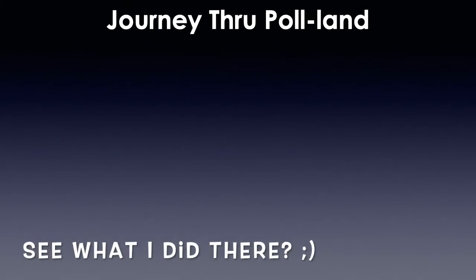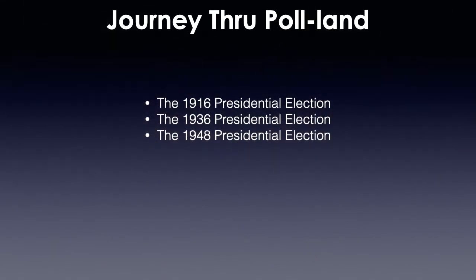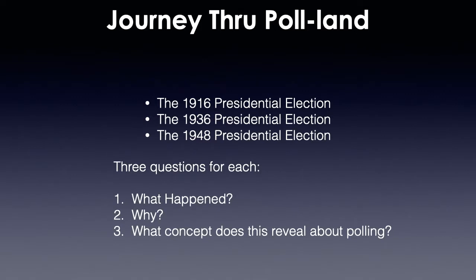So where exactly are we going to go on this journey through poll land? We're going to take a very brief trip through three presidential elections: 1916, 1936, and 1948. And we're going to use each election to not only describe what happened, but also to illustrate an important concept in pre-election polling. We're going to ask three questions for each presidential election we talk about. First, what happened? Second, why? And third, and perhaps most importantly, what concept does this reveal about polling in general?